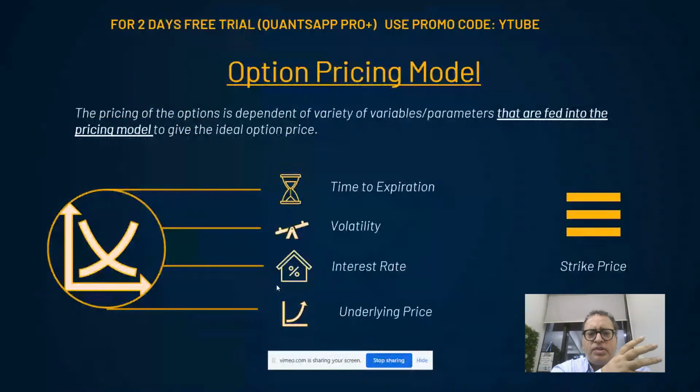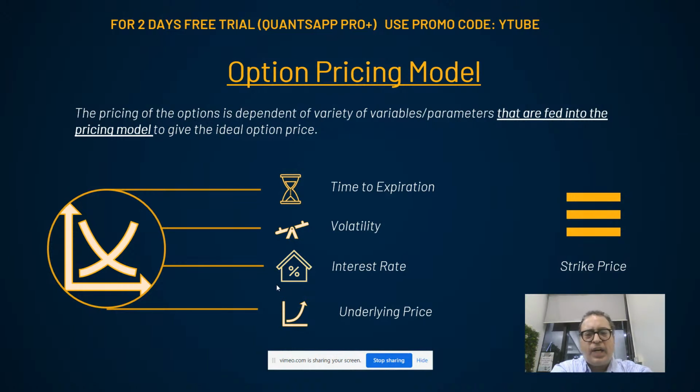Before understanding option Greeks, one essentially wants to know the pricing of options, and how the Greeks evolve. The pricing of options is dependent on a variety of variables that are fed into the pricing model to give the ideal option price. These variables include time to expiration, volatility, interest rate, underlying price, strike price. So these variables go into, you can say, a black box, and out comes the ideal price of the option.